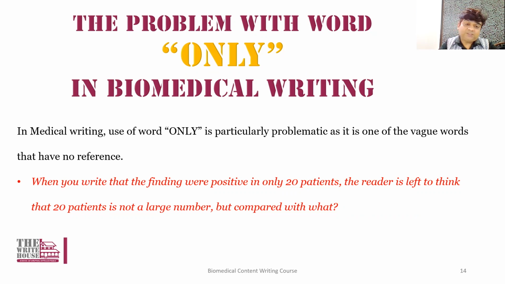When you say something is "only", what does that mean and how can your reader interpret this word? Now see the sentence in red. When you write that the findings were positive in only 20 patients, the reader is left to think that 20 patients is not a large number. When you say only 20 patients were having the pain, does it mean 20 patients out of 20,000?